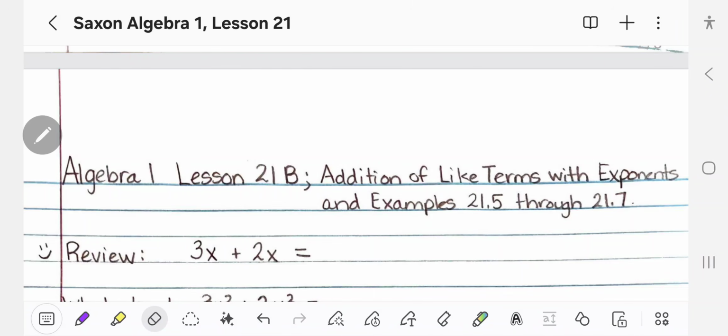This is Algebra 1, Lesson 21b, Addition of Like Terms with Exponents. We're going to be doing examples 21.5 through 21.7. A little bit of review first.